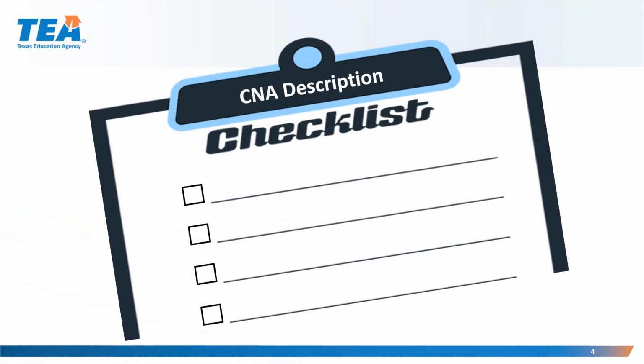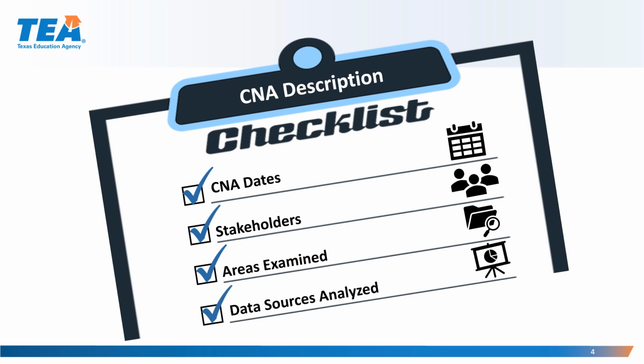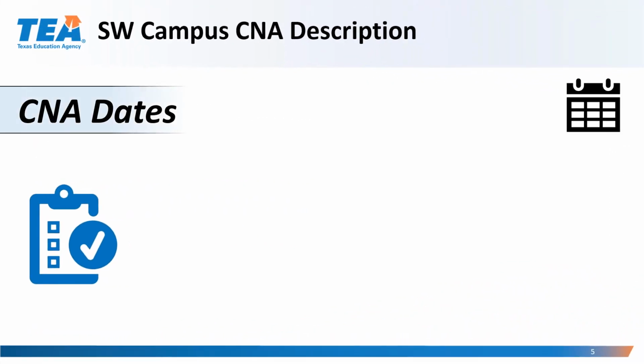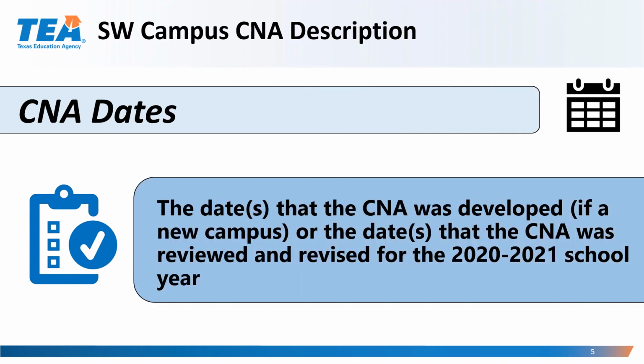The following items should be included in the comprehensive needs assessment description: CNA dates, stakeholders, areas examined, and data sources analyzed. Let's now take a look at the specific information for each of these items. CNA dates refers to the dates that the CNA was developed, if it's a new campus, or the date or dates that the CNA was reviewed and revised for the 2020-2021 school year.